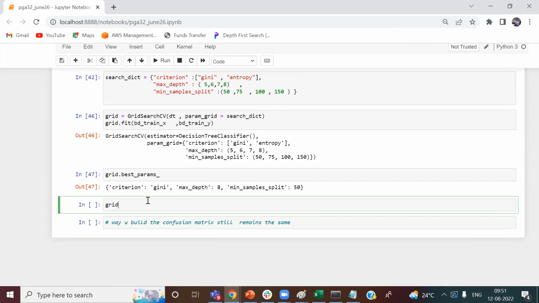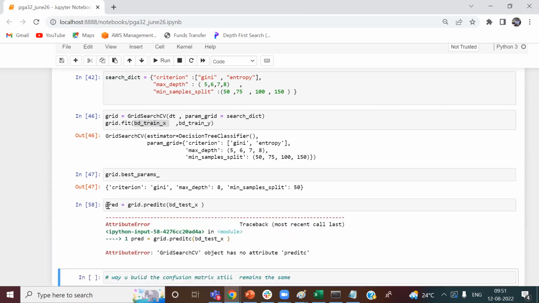Grid dot predict, and in predict what you do, if you want to do prediction on your trained data, do the prediction on your train. If you do on the test, do it on the test. Predict.